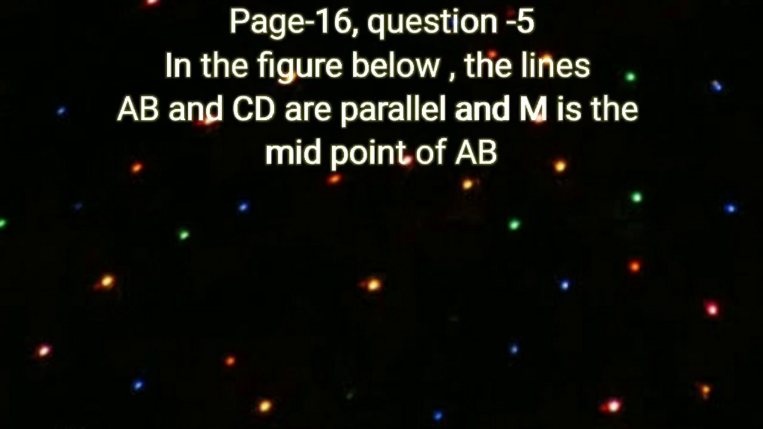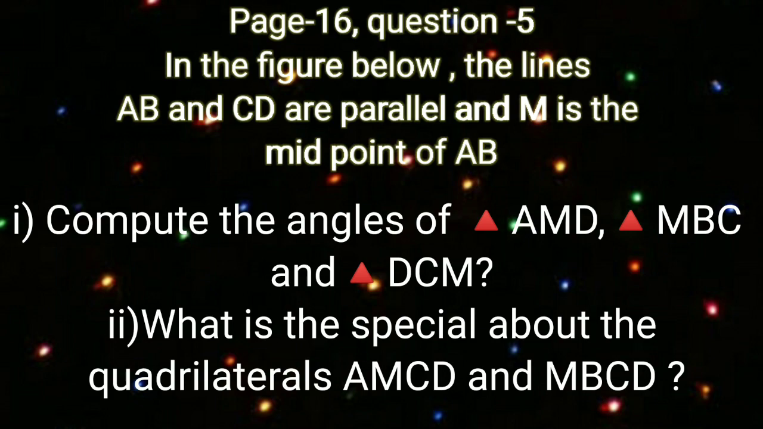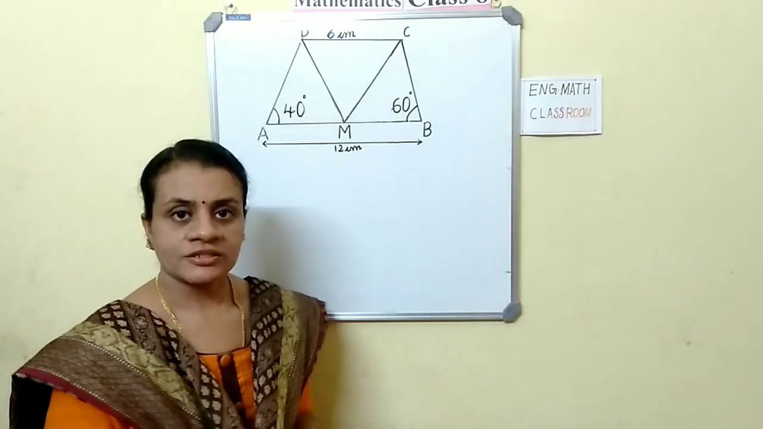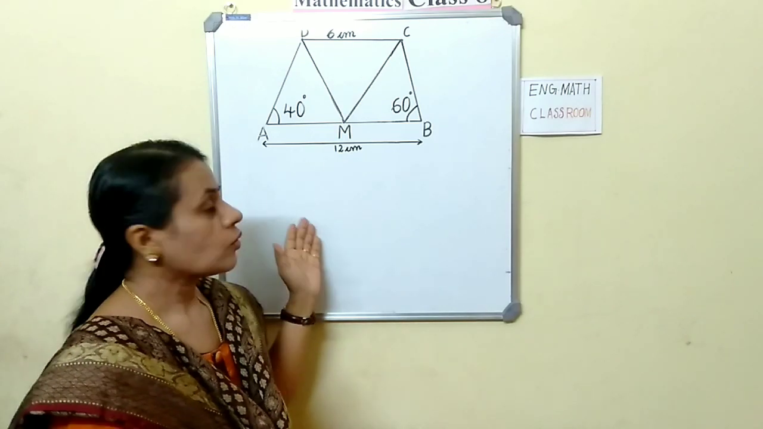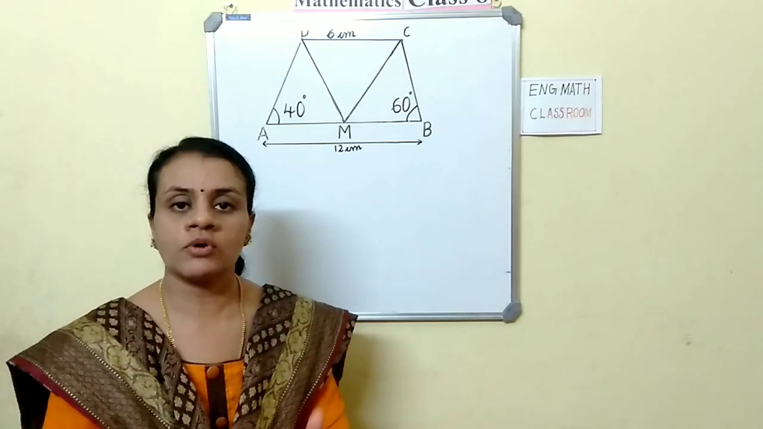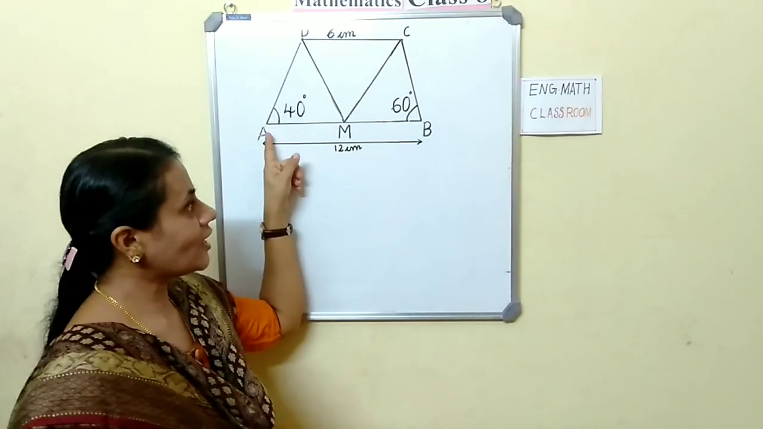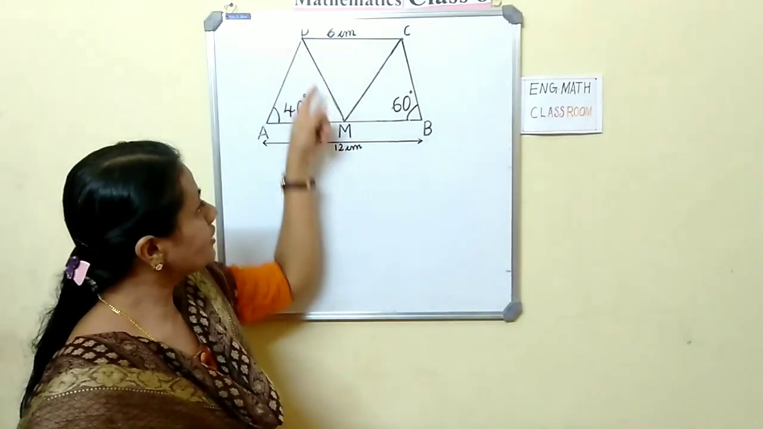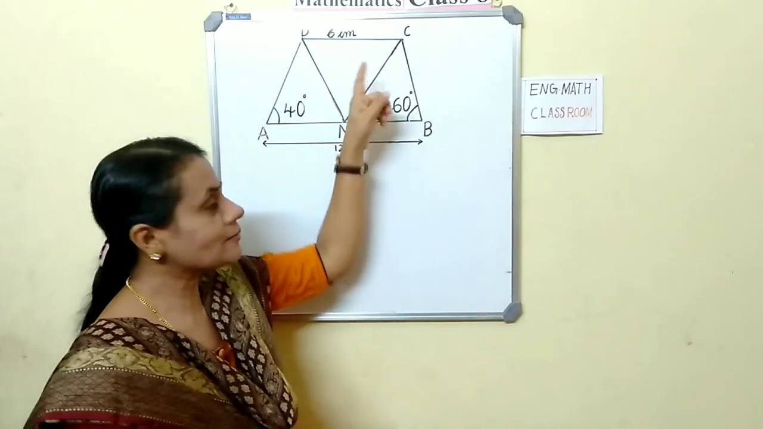In the figure below, the lines AB and CD are parallel and M is the midpoint of AB. First question, compute the angles of triangle AMD, triangle MBC and triangle DCM. Second, what is special about the quadrilaterals AMCD and MBCD? Did you understand the question? What you have to find in the question? In the question you have to find the angles of triangle AMD, triangle DMC and triangle BMC, right?